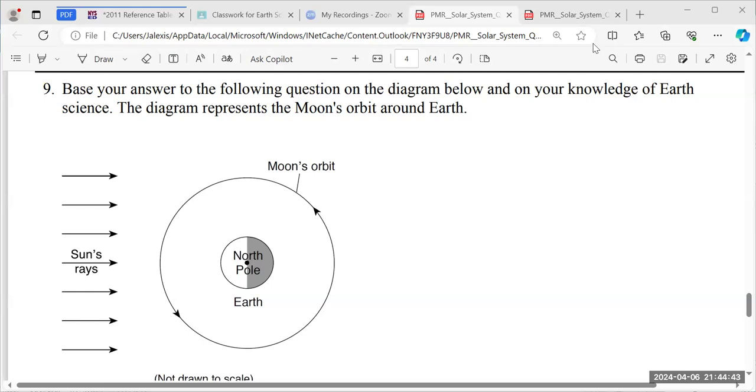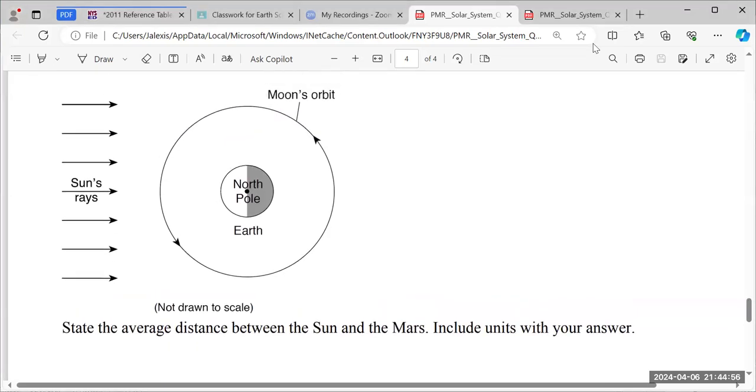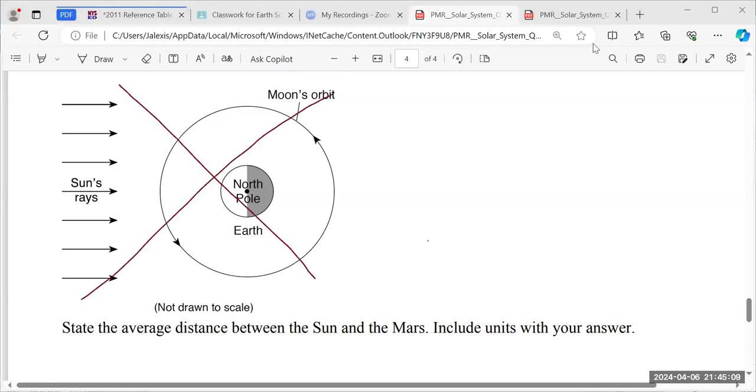All right. Number 9. Number 9 says, base your answers to the following question on the diagram below on your knowledge of Earth science. The diagram represents the moon's orbit around the Earth. State the average distance between the sun and Mars. Include units with your answer. So clearly there's some typos. This diagram has nothing to do with the question. So there is a typo. I apologize for that.